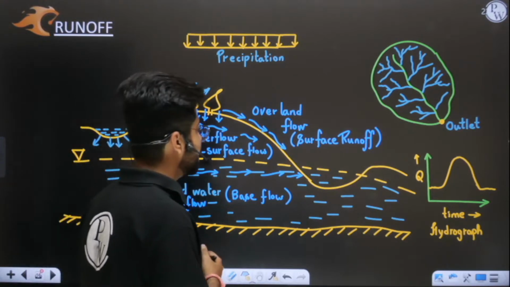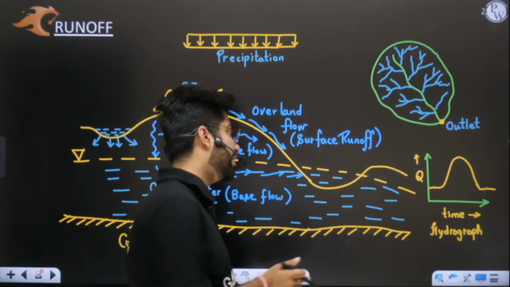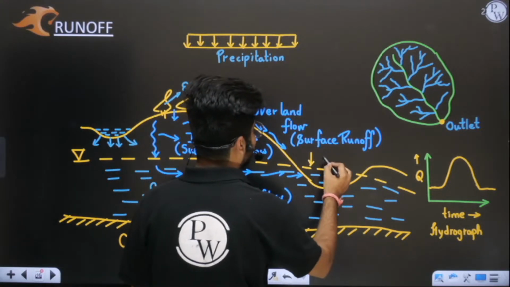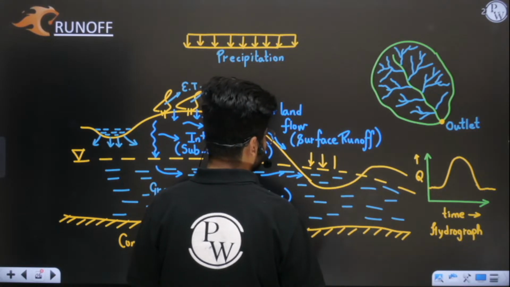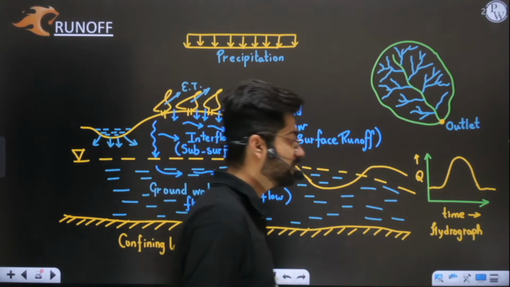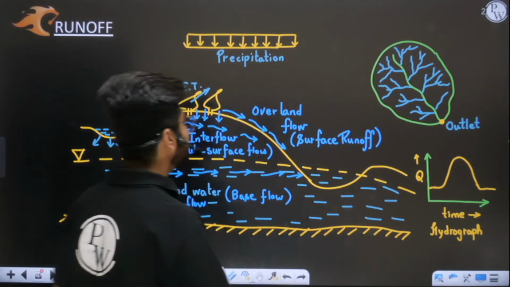See, you need to appreciate this fact that some water will directly fall onto the river. When precipitation takes place, some water will directly fall onto the river. This is your channel precipitation, yes or no? This is the river precipitation. Some water will directly join the channel, so obviously it will take the least amount of time.